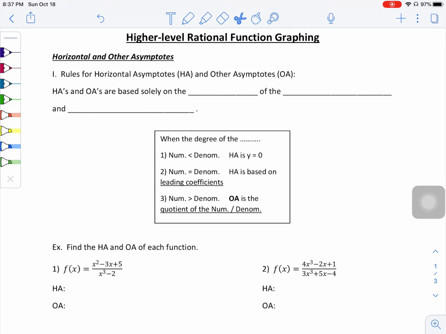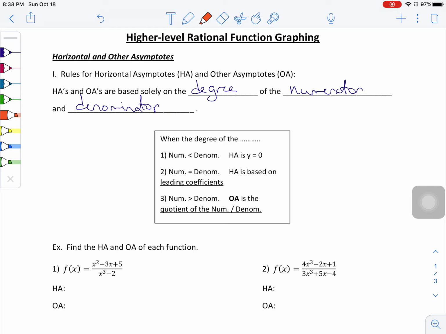And here's your rules. The way that you're going to know the horizontal versus other asymptote is based solely on the degree of the numerator and the denominator. All right. Let me add the r to the end of the denominator there. We're going to go through a few examples. I'm just going to make these up as I go and just give you an idea of how to look at it. All right. So you have three possibilities.